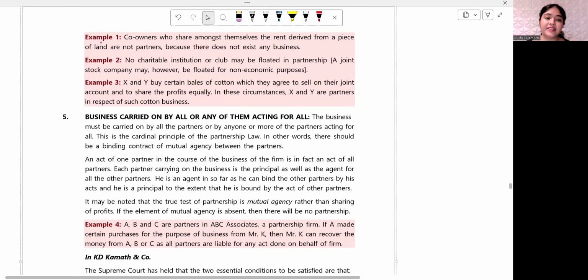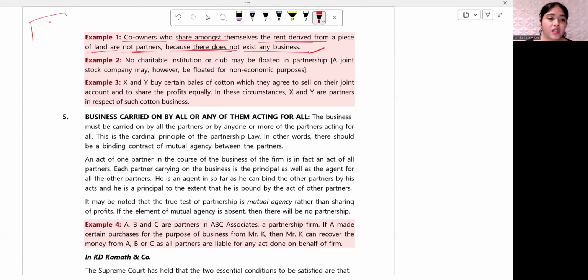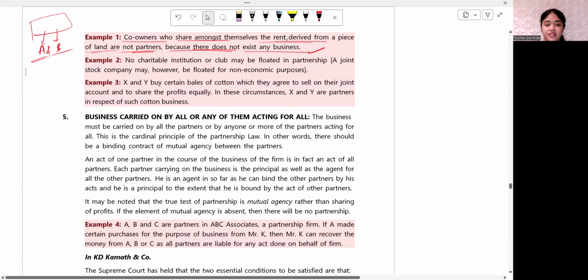Let's see some examples that they have given. Co-owners who share amongst themselves the rent derived from a piece of land are not partners because there does not exist any business. Now, this is a piece of land owned by Mr. A and B, right? Here, they have not entered into a partnership agreement and there is no business. They are just getting the rent from a land. They don't have this business of giving on rent multiple lands. They have one land and they are getting the rent. So, this is not going to be covered under your business thing.